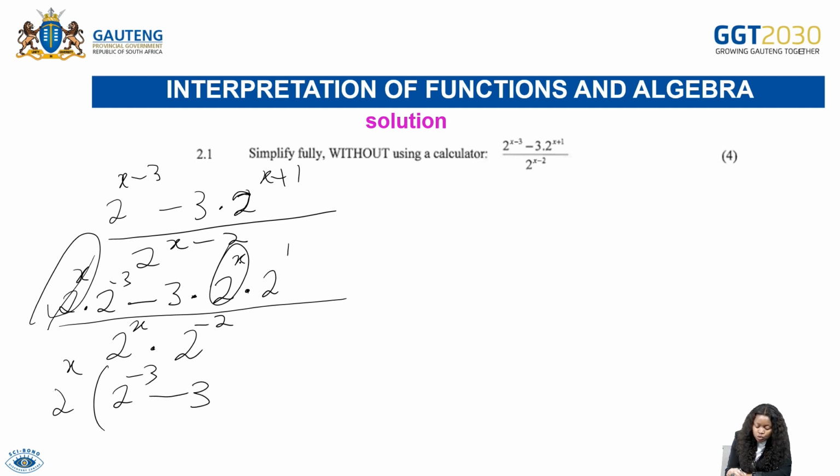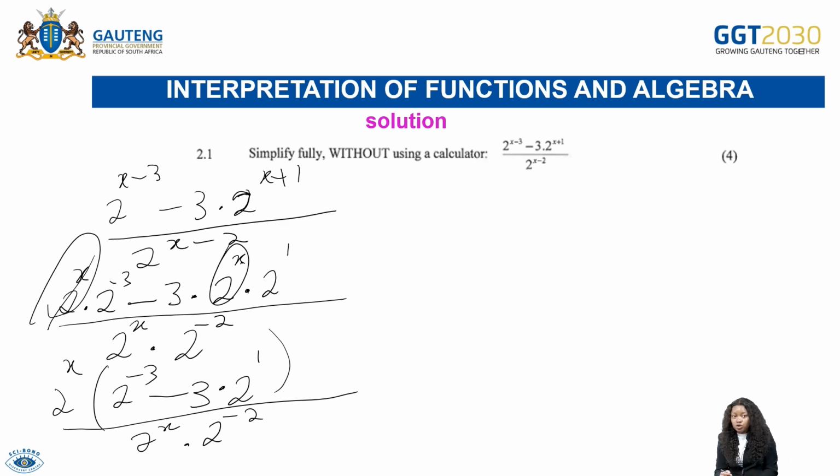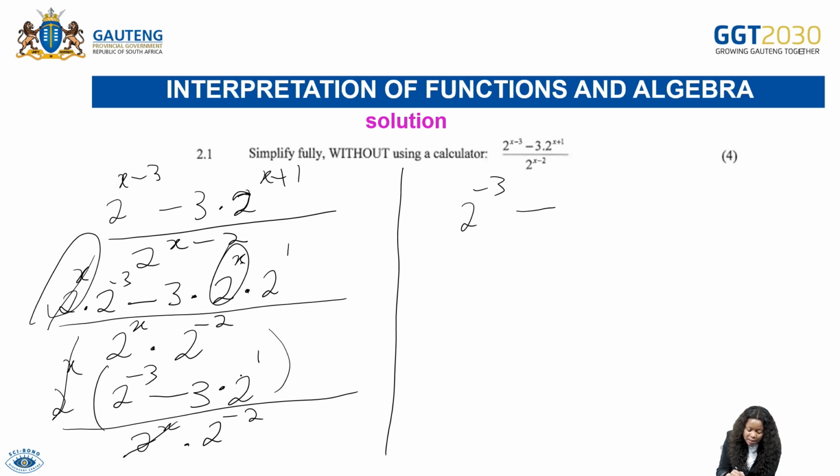I took out the 2 to the exponent x as a common factor, so I'm left with times 2 to the exponent 1. Then I close the brackets. I say it's all over, I still have 2 to the exponent x times 2 to the exponent negative 2 as my denominator. So 2 to the exponent x divides 2 to the exponent x, and I'll be left with 1. And then I have 2 to the exponent negative 3 minus the 3 times the 2, I get a 6.